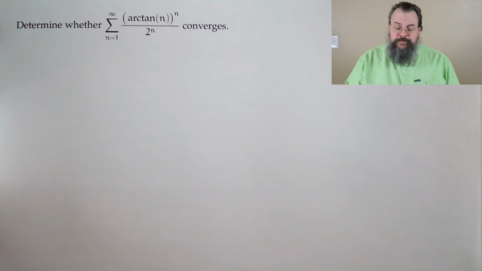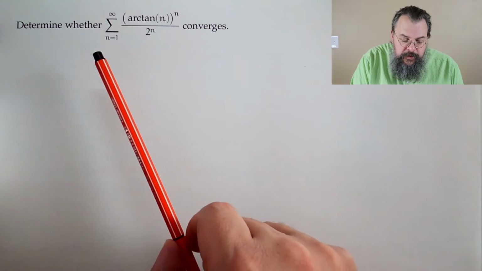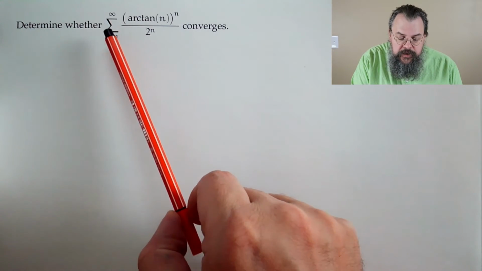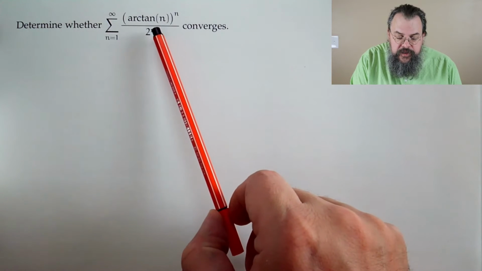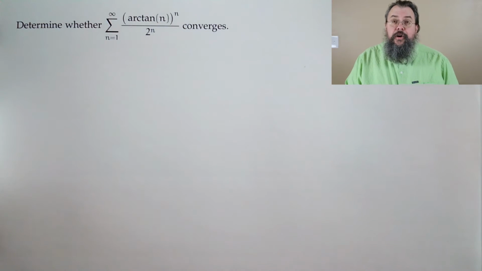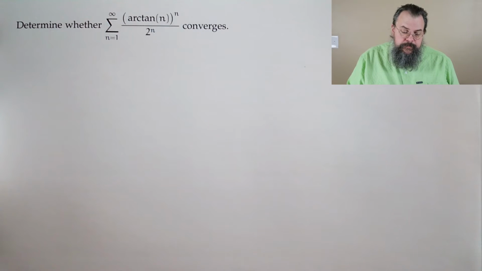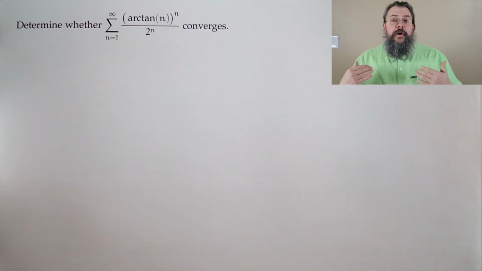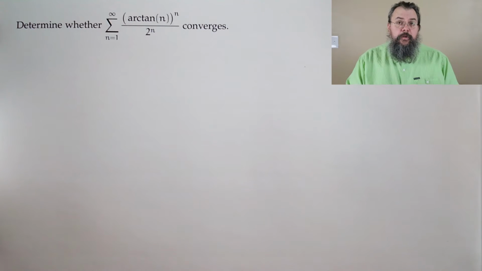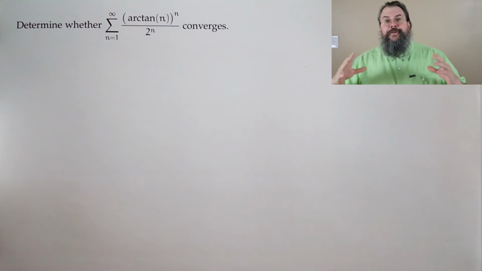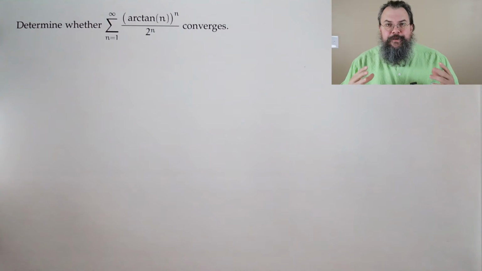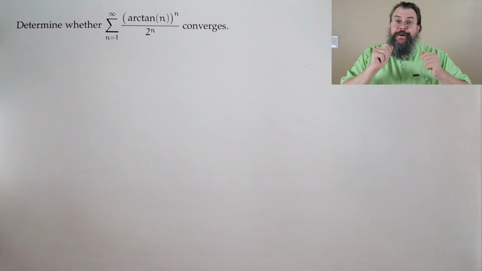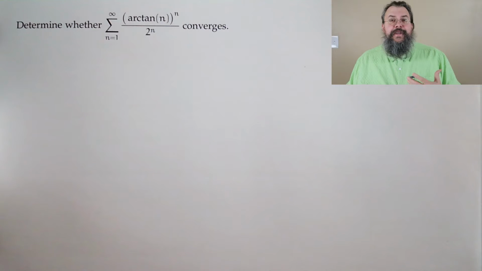Our first problem. Determine whether the sum from 1 to infinity of arctangent of n to the nth power over 2 to the n converges. All right. Well, we're looking for, does this converge or diverge? What are some hints about what tool we should use? Now, of course, we know today we're talking about root and ratio tests, so it's going to be one of those. But there should be certain things that hint about what's going on.